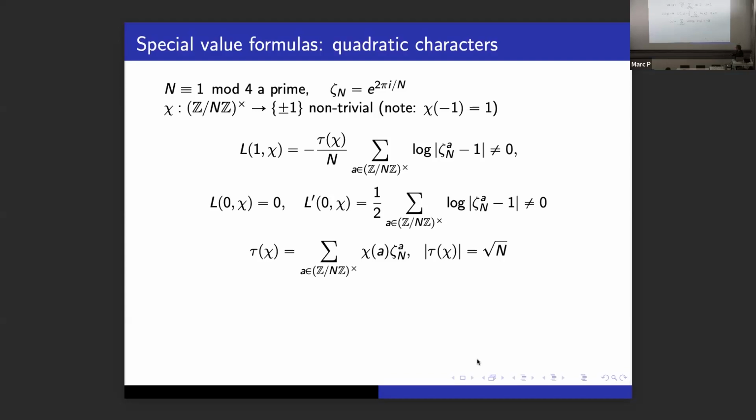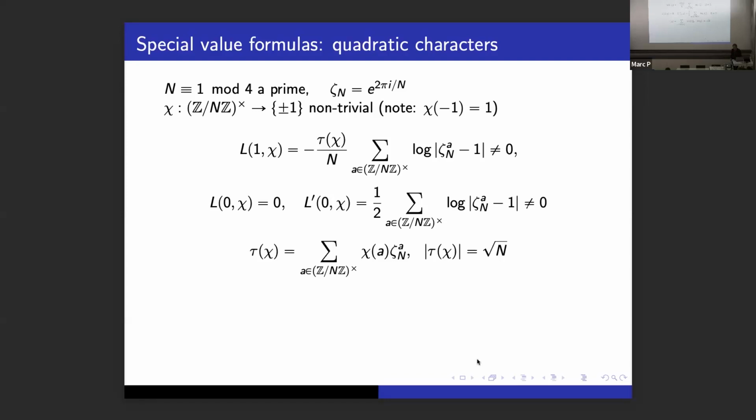Just so that you know, this tau chi is the classical Gauss sum. Here's an expression for it, and probably the most important thing to know is that it's a number whose absolute value is the square root of n. So it doesn't affect vanishing or non-vanishing at any point in any of these formulas.